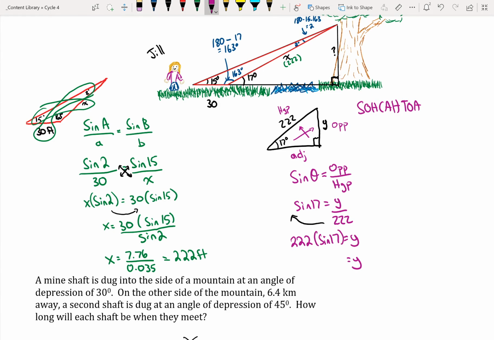So then I get a final y value when I multiply those two together of, we'll round it to 65. So that means that y equals 65. So therefore, the tree is 65 feet tall.